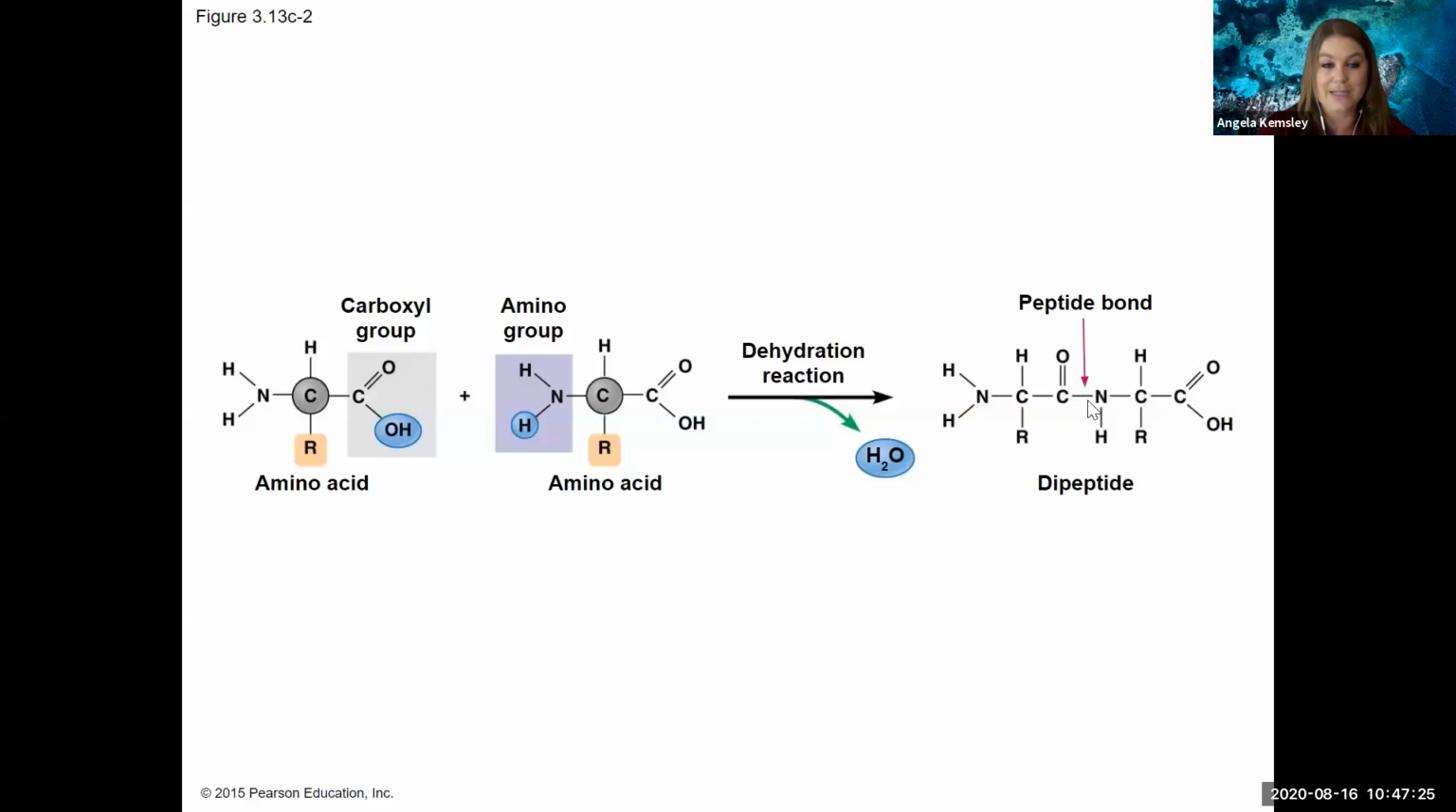All right, so you take out a water molecule, that's going to link the two amino acids together by a peptide bond. And again, it's the OH from the carboxyl group of one amino acid and the hydrogen from the amino group of the other amino acid that get removed as a water molecule to form that peptide bond, linking the two amino acids together.